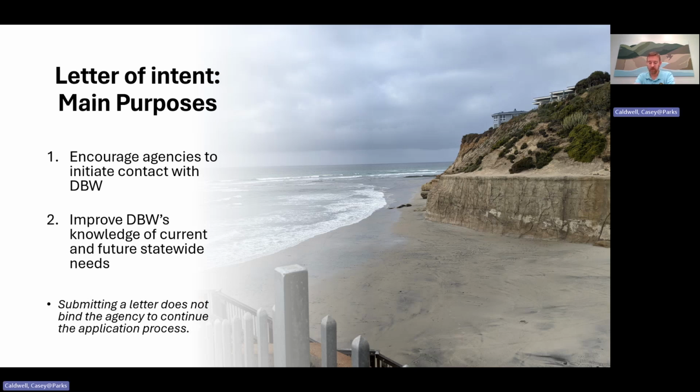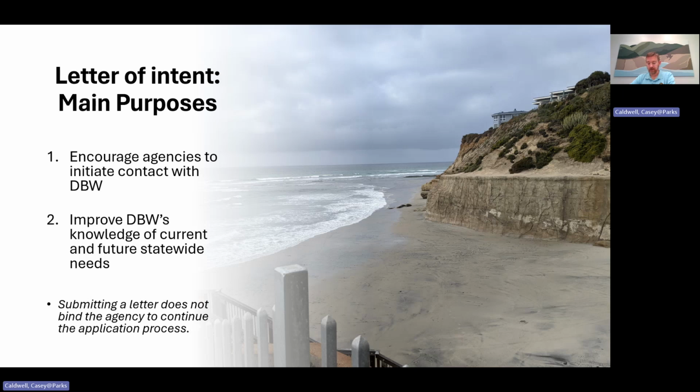The letter provides a simple way for your agency to tell DBW about your proposed project in an efficient, structured way and initiate the application process in a relatively simple way. Also, as part of our responsibility to actively seek federal and local partnerships, we're always seeking to improve our knowledge of current and future statewide erosion control needs.